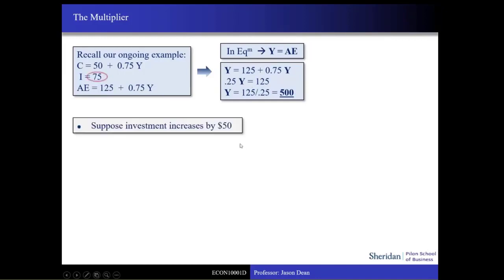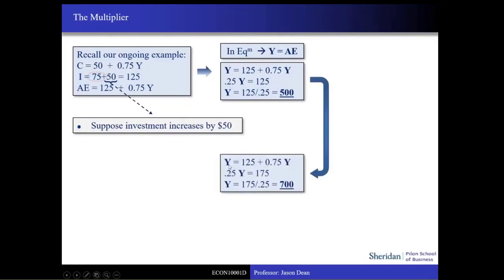Now, let's look at this multiplier effect. So suppose investment increases by 50. What we're going to do is instead of just having 75 here, we're going to add the 50. So now we have that y is equal to 175 instead of 125. Before investment was 75, but now it's increasing to 125 because we're adding that 50. Instead of having this, we're going to have this. All we did was add 50 here, and then we're just going to resolve it for y. So when we do that, we'll get y is equal to 700.